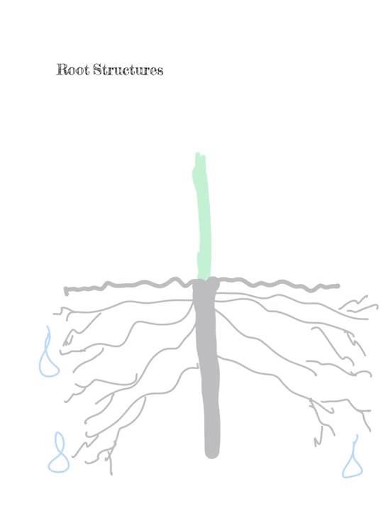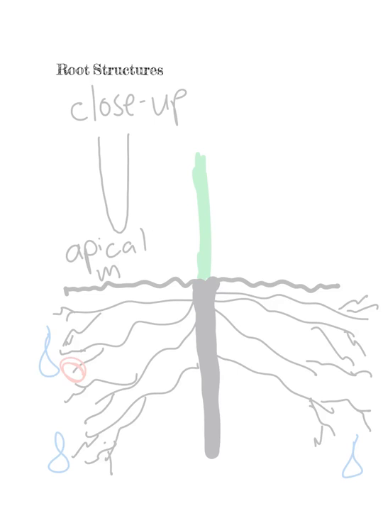Now the very tip of the root hair is called the apical meristem. So we're going to draw the apical meristem kind of big. So this is a close up of the end of one of the root hairs. And this is the apical meristem. Oh, I spelled that right, didn't I? Whoops.